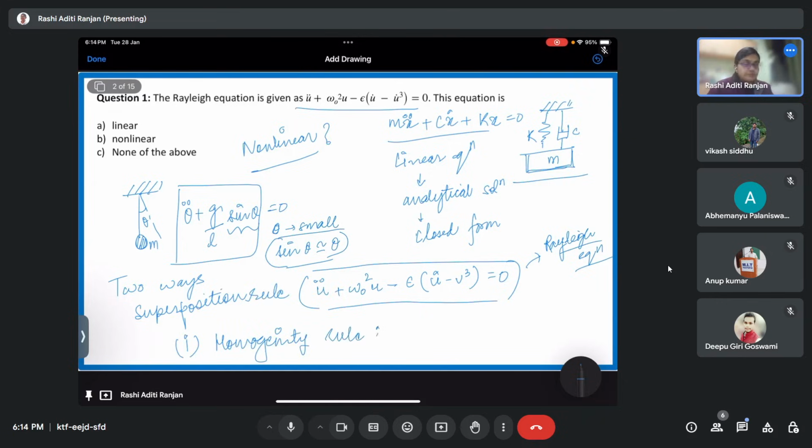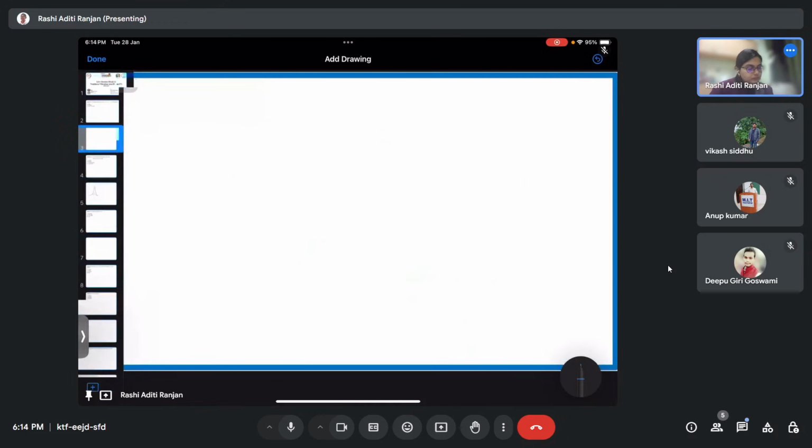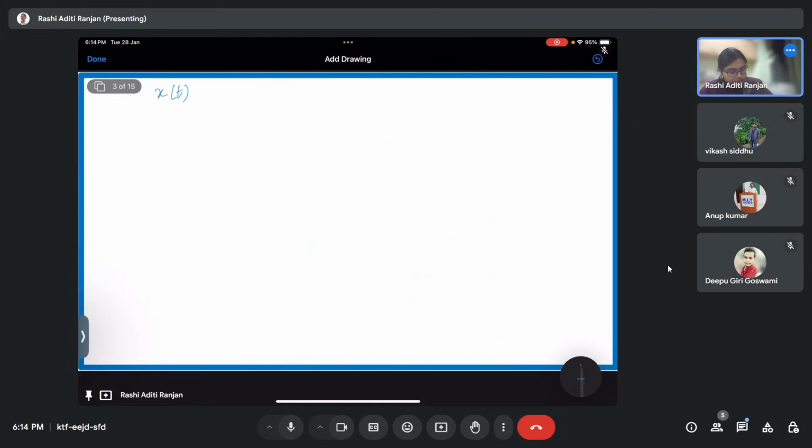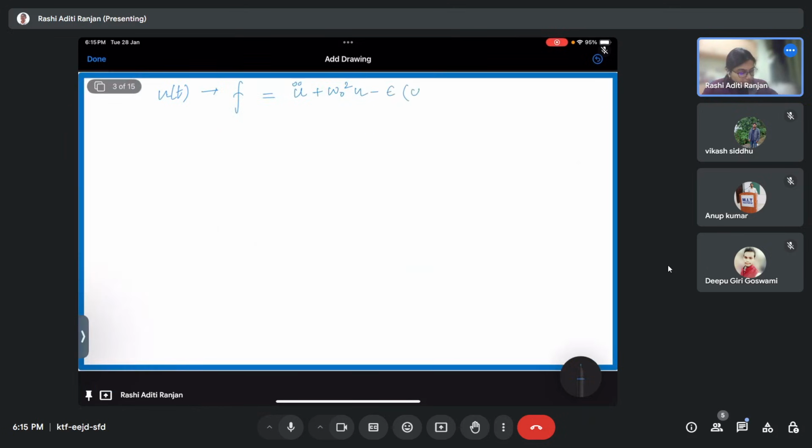homogeneity rule, which says that, for example, we have a function f such that x of t gives me f of t. Now if I multiply alpha with this x, it is going to give me alpha into f of t. If I try to apply this to my equation, for u of t, we have f as u double dot. Okay, this is our f.